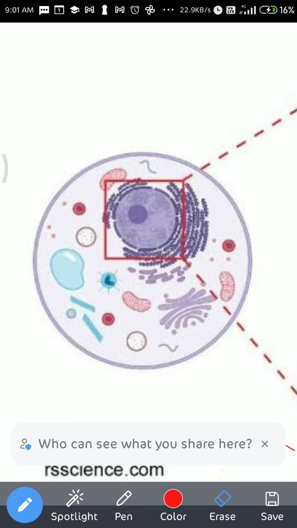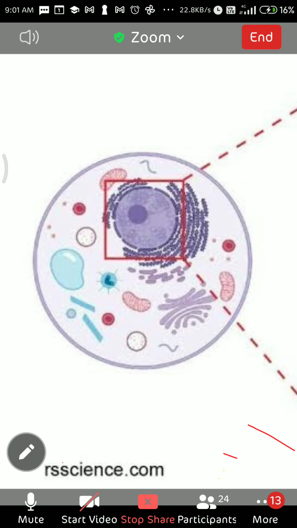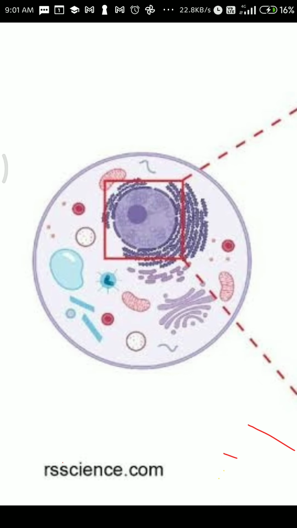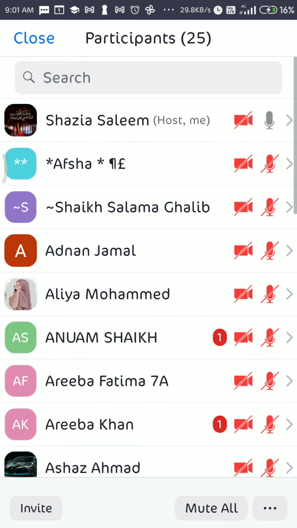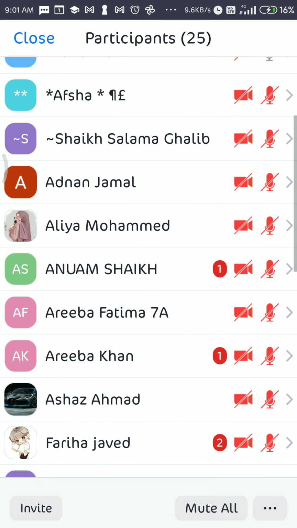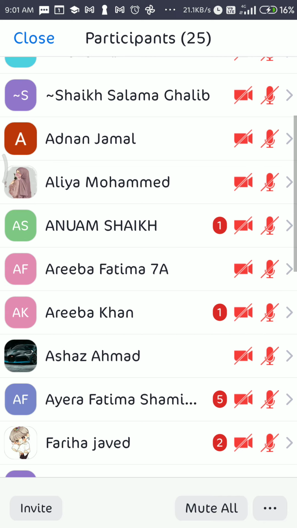So this is the nucleus; here it is the proper nucleus. Yes? What do you want to say? So I have shown you both the diagrams, the eukaryotic cell as well as the prokaryotic cell.